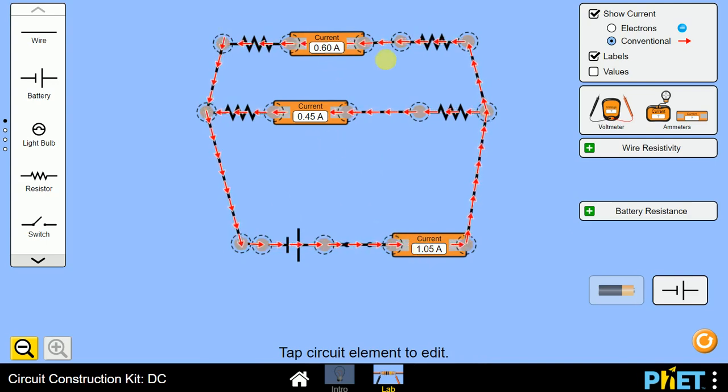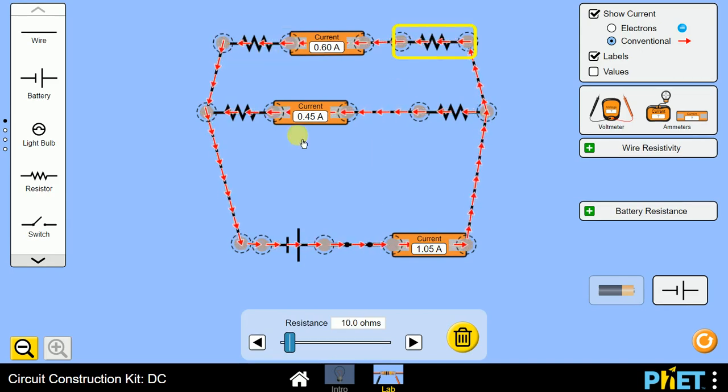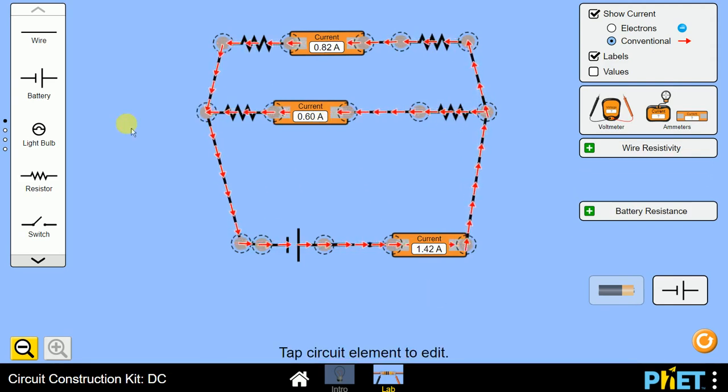Okay, I made it 5, right? So now you can see the current that is passing, है ना, total current that is passing is 1.05. So this is 5 ohm. Let's see how much. This is 10 ohm, this is 10, and this is 10. Okay, so let's make all resistances different value. This 5, this 6. Let's make it 7. Let's make it 8. Right? So this is 5, 6, 7 and 8.